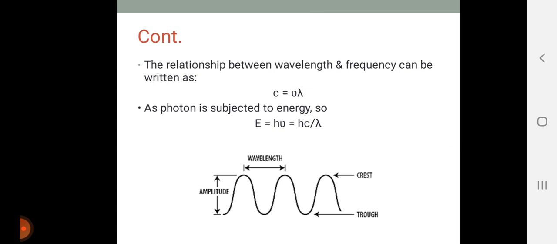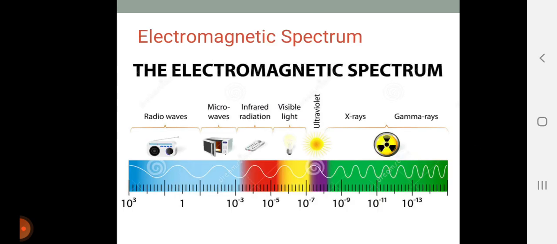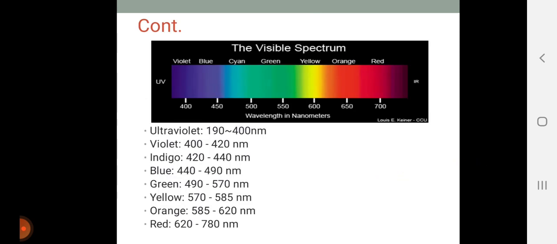The relationship between wavelength and frequency can be written as follows, and as a photon carries energy, it is as follows. The electromagnetic spectrum consists of radio waves, microwaves, infrared radiation, visible light, ultraviolet, X-rays, and gamma rays, as follows. The visible spectrum: ultraviolet 190 to 400 nanometer, violet 400 to 420 nanometer, indigo 420 to 440 nanometer, blue 440 to 490 nanometer, and so on.